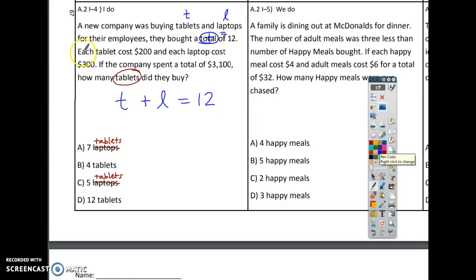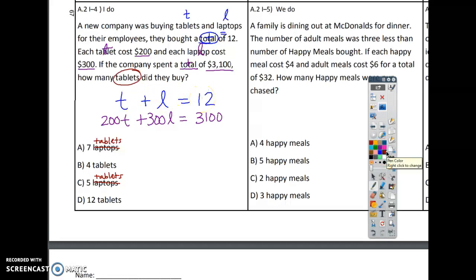Okay? It says each tablet costs 200, so the T's are 200, so 200 T. And each laptop costs 300, so plus 300 L equals a total, that's why we're adding, of $3,100. Remember, this is a money equation. You have money plus money equals money. The other one is just numbers of tablets plus numbers of laptops equals 12.